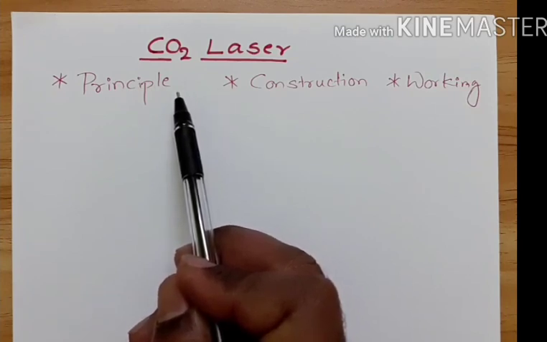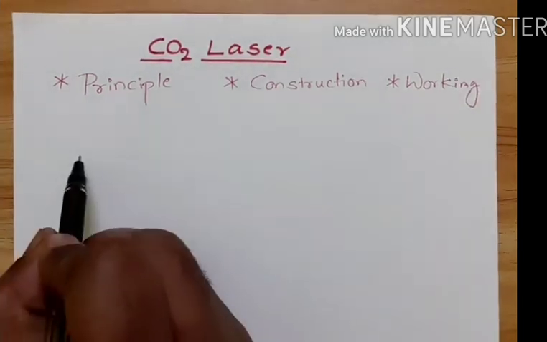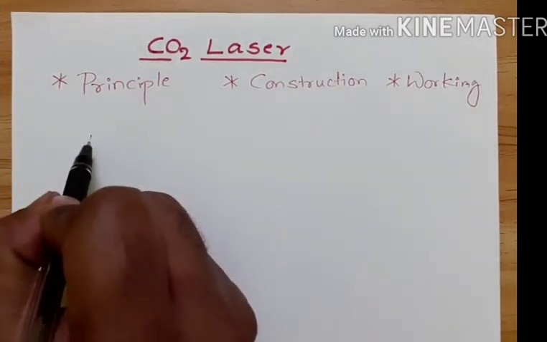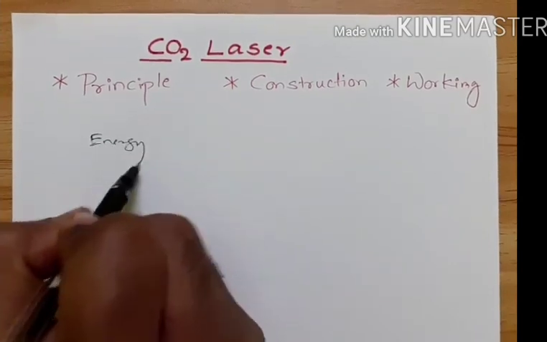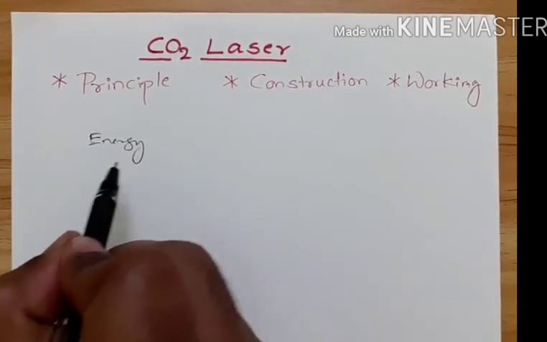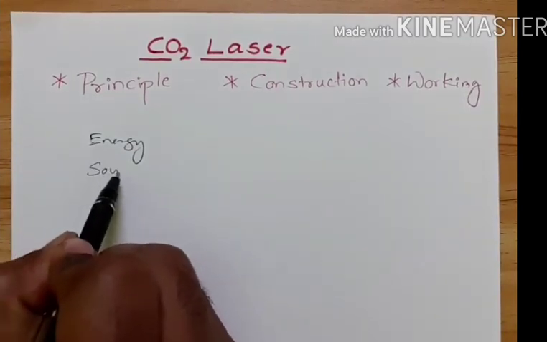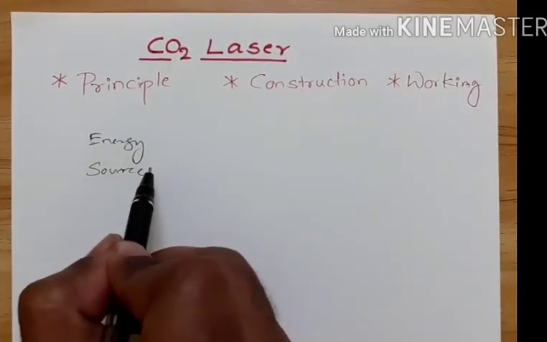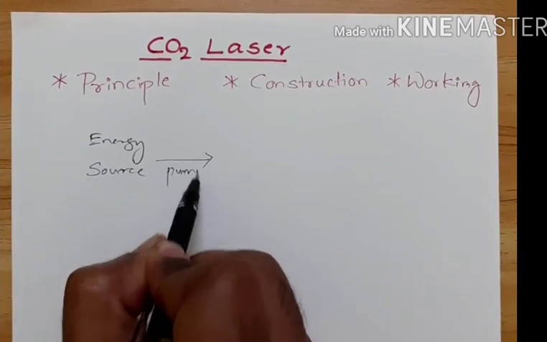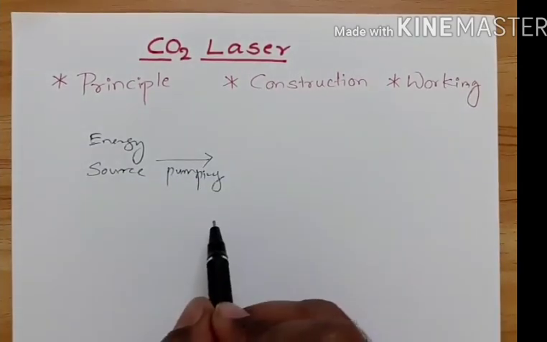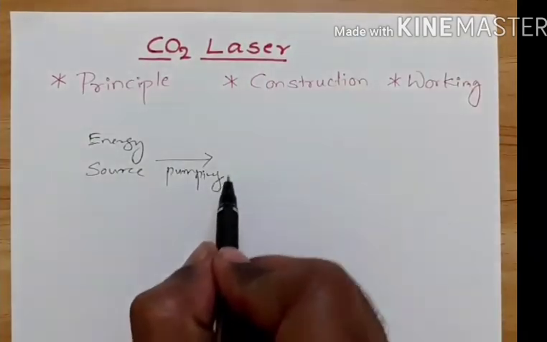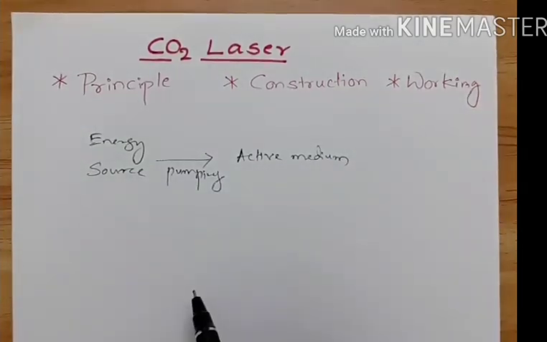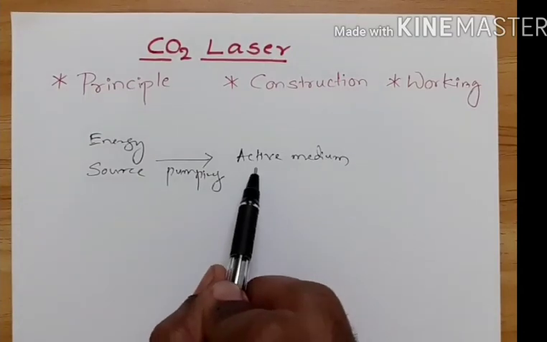Let us look at the basic principle behind this carbon dioxide laser. We know that we need energy to start with. This is the excitation source, or it is called the pumping. We have to pump the active medium so that this active medium is excited.